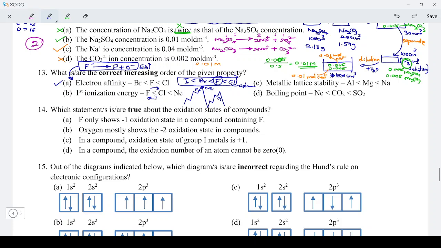So downward the group ionization energy decreases, so fluorine should have a higher value. Okay, so you can write that review here. Downward the group IE1 decreases. Okay, downward the group IE1 decreases.